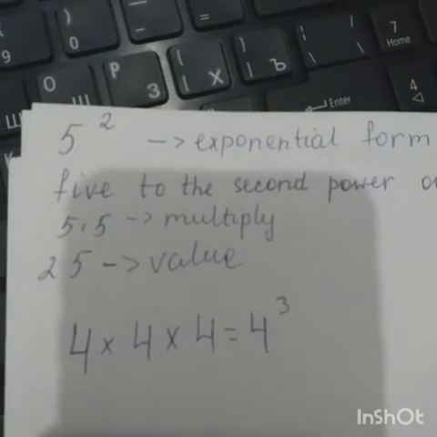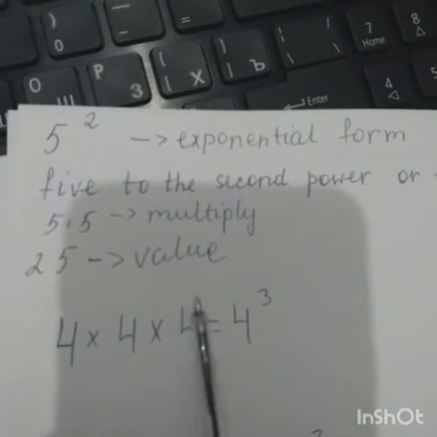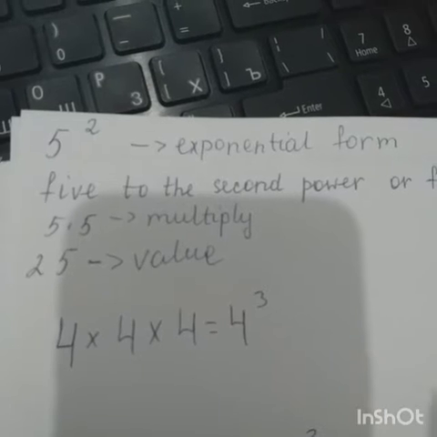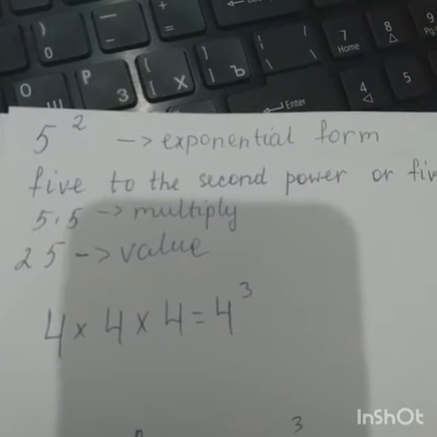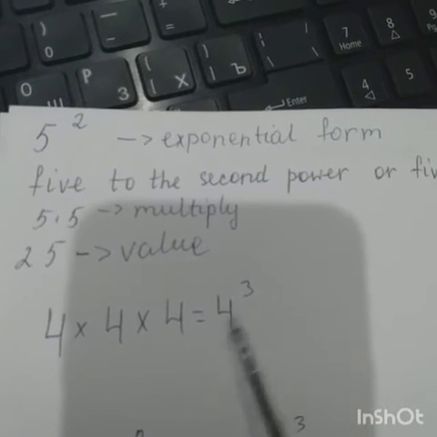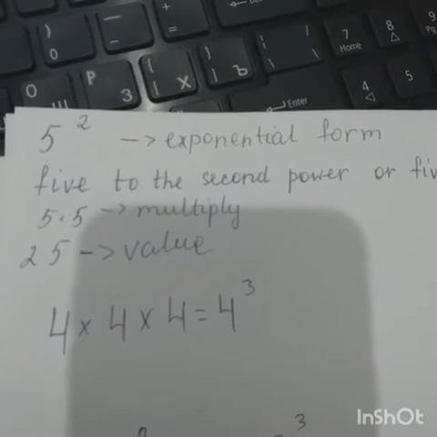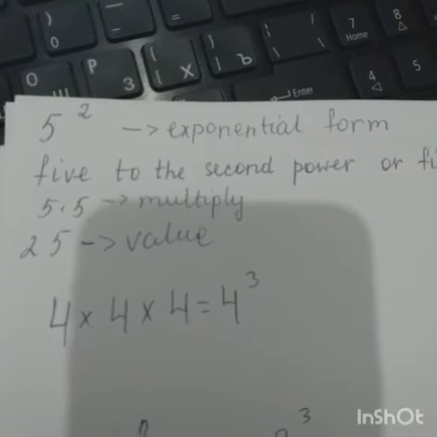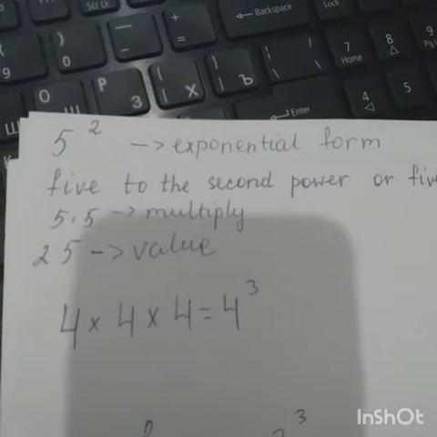I think the rules were clear. Now let's focus on the tasks. 4 times 4 times 4 is written as 4 to the power of 3. Likewise, the more times a number is multiplied by itself, the greater the exponent. Okay, guys, now that we have figured out and completed the tasks, let's move on to the comparison.